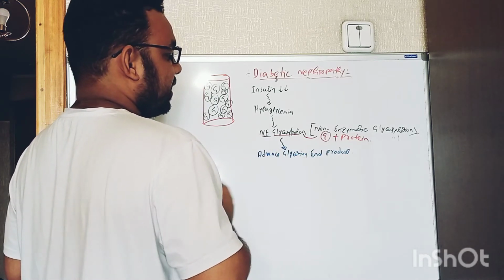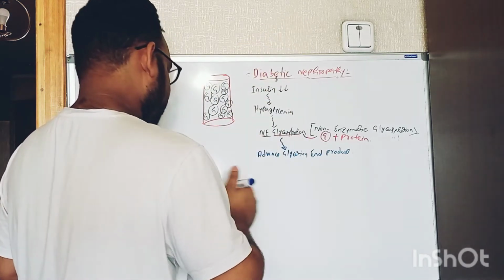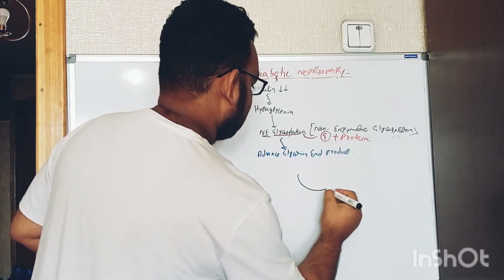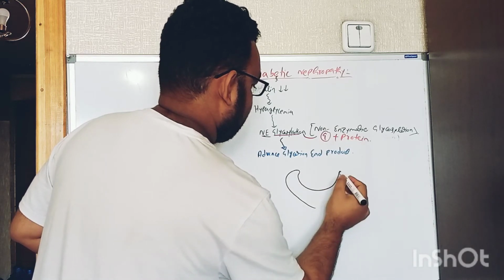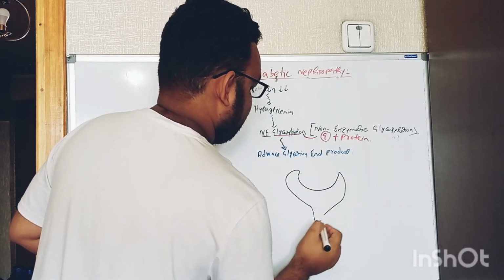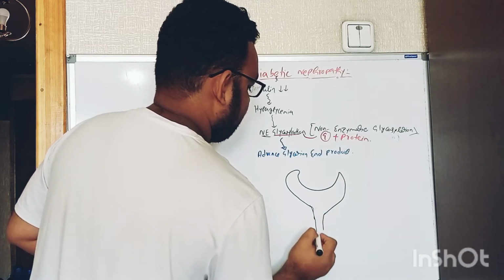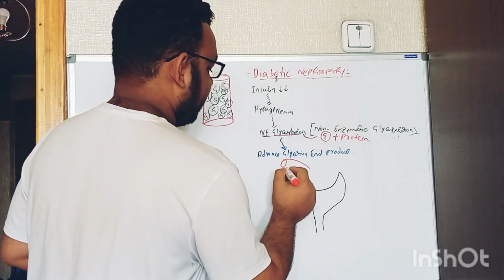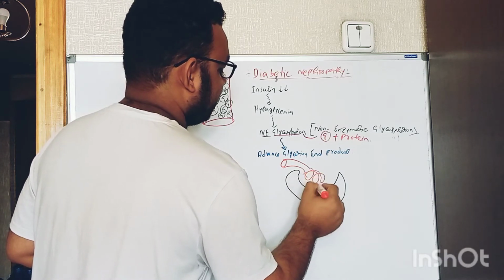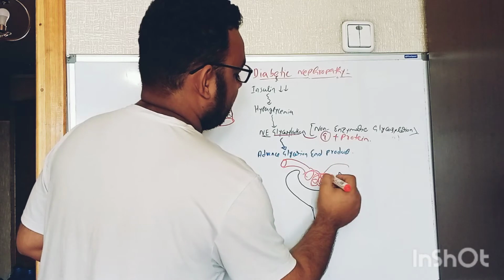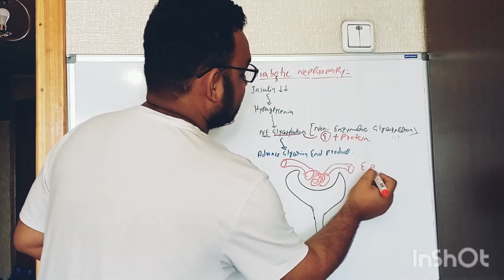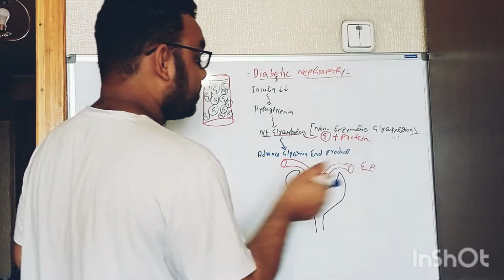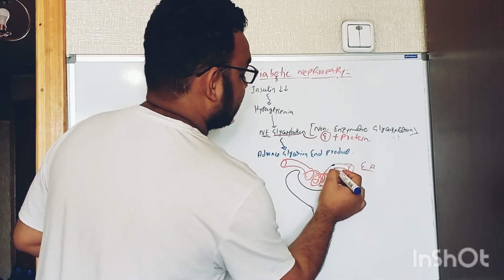Now, where will this product initially get deposited? If you see the structure of the nephron, let me draw it here. Here is the afferent arteriole, and then we see the glomerular tuft. After that we see the efferent arteriole. Initially, the advanced glycation end product will get deposited in this part, within the efferent arteriole.